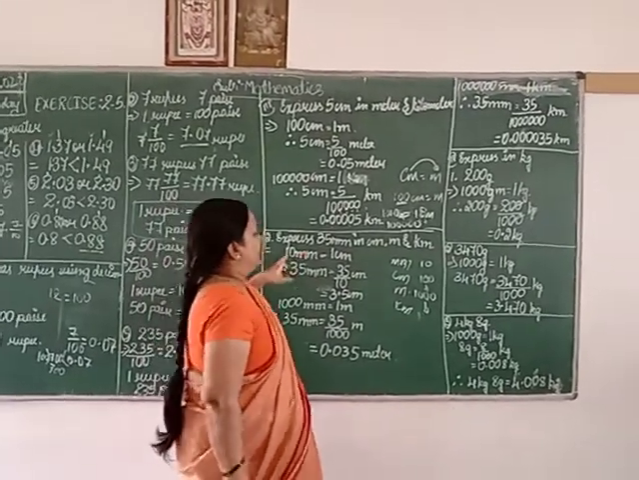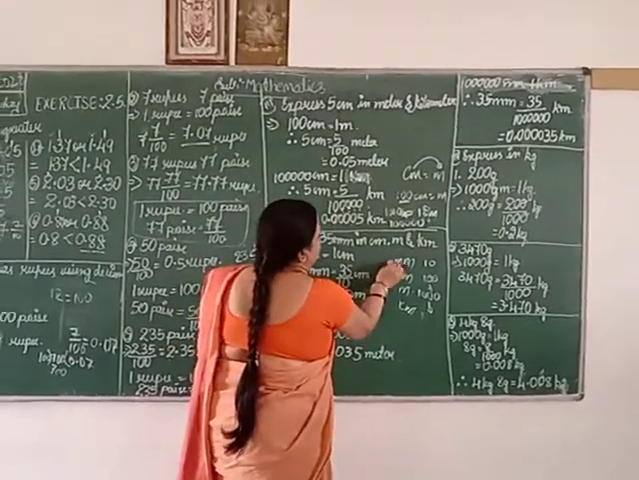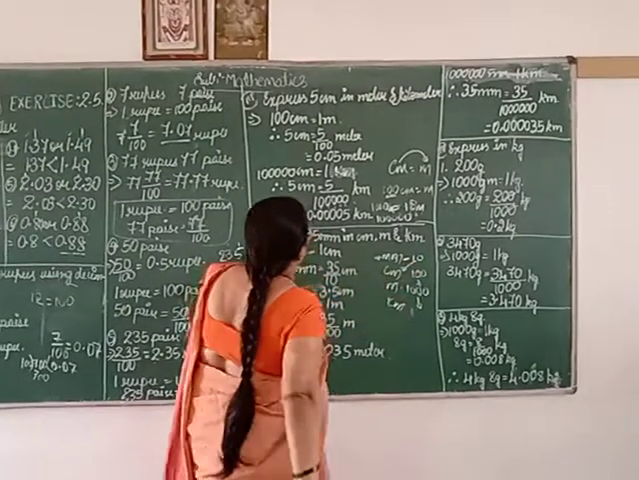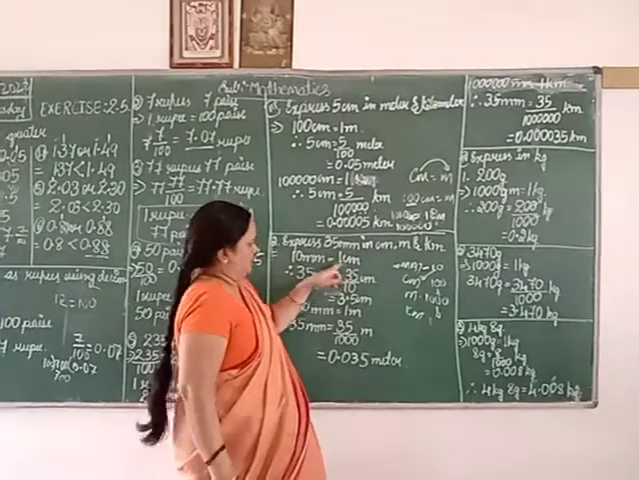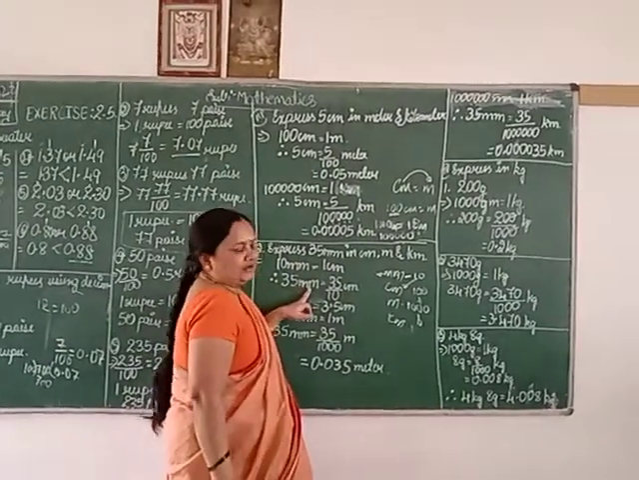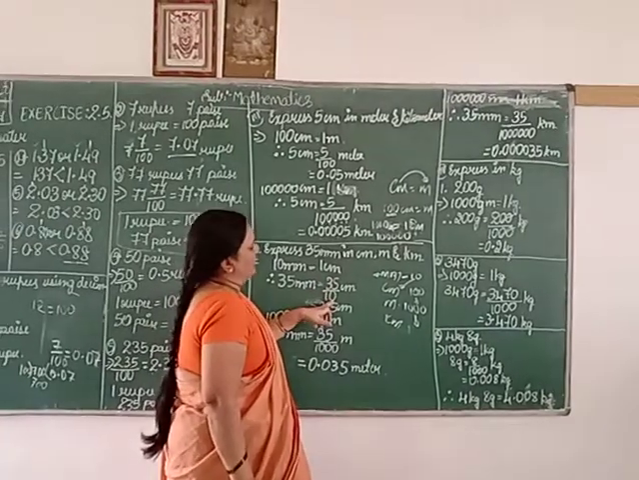Then what did I say? 10 millimeter is equal to 1 centimeter. 10 millimeter is equal to 1 centimeter. So 10 millimeter is 1 centimeter, then 35 millimeter becomes what? 35 divided by 10.